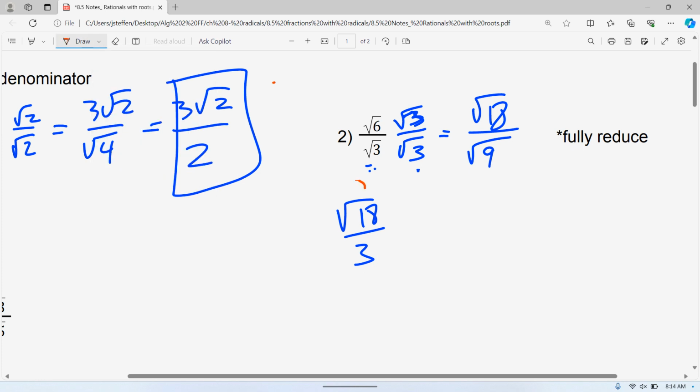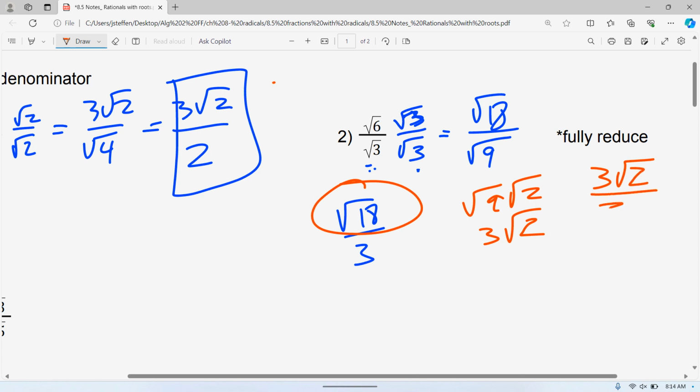This numerator can still be reduced. The square root of 18, you can make 9 times 2, and the square root of 9 is 3, so it ends up 3 root 2. Now again, it gets even more complicated because 3 root 2 over 3, now the 3's can reduce and it's just the square root of 2. Now again, if that's confusing, as long as you can get to this step, do all the other ones. It's going to be much more like this one.